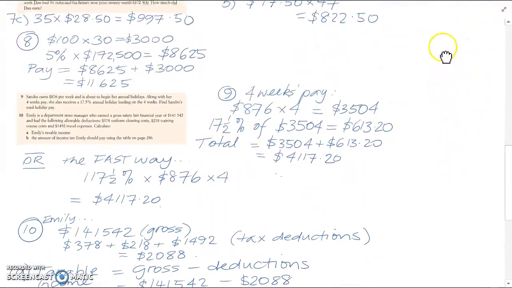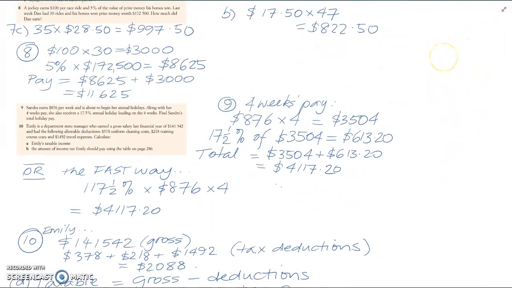Number 8. Oh, this one's for Dan. Any Dans out there? All right. So a jockey earns $100 per race ride and 5% of the value of prize money his horses win. All right. So how many rides? 30. $100 per ride. Let's multiply 30 by 100 and we get 3,000.